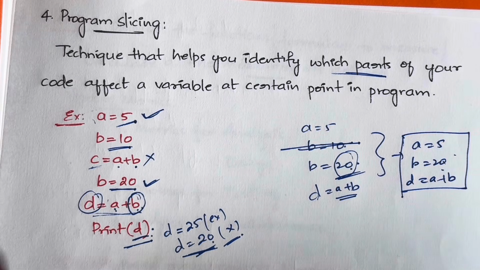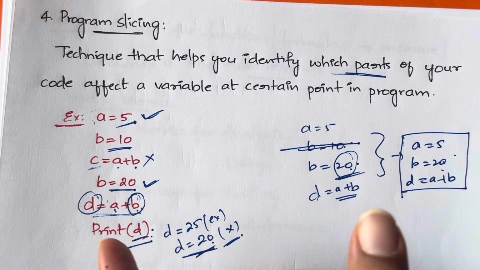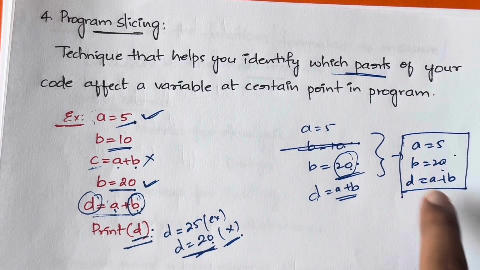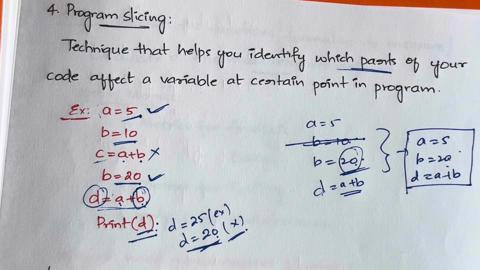Instead of checking the entire program for what is going wrong, you'll first try to pick up the exact slice of the program which is affecting your d value, and then you will start working on that to fix it. Okay, so this is about program slicing.